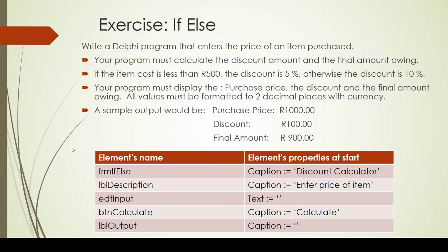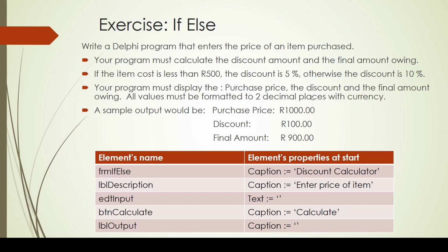All right. So your exercise is that you're going to write a Delphi program that enters the price of an item purchased. Your program is going to calculate the discount amount and the final amount owing. If the item cost is less than 500, the discount is 5%. Otherwise, the discount is 10%. Your program must display purchase price, the discount, and the final amount. All values must be formatted to 2 decimal places with currency.